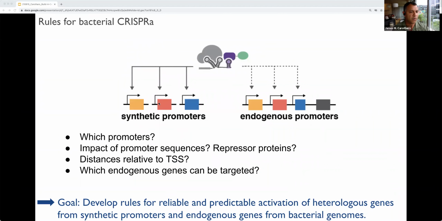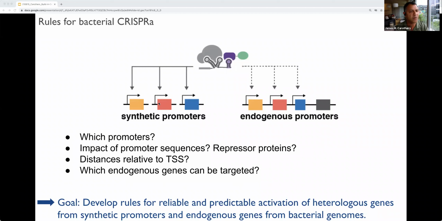Now, immediately coming out of that work, we had some questions and observations from the trial and error that was necessary to make it work. Here are some basic questions that we knew we needed to address if we wanted to build this into a full-fledged genetic programming system. For example, which promoters can we actually activate? What's the impact of a promoter sequence or the presence of transcriptional repressors? Can we get a clearer view of the CRISPR-A distance dependence that we'd observed? We'd seen that you really had to put the transcriptional activator at a very precise distance from the TSS if we wanted to get transcriptional activation in the first place.